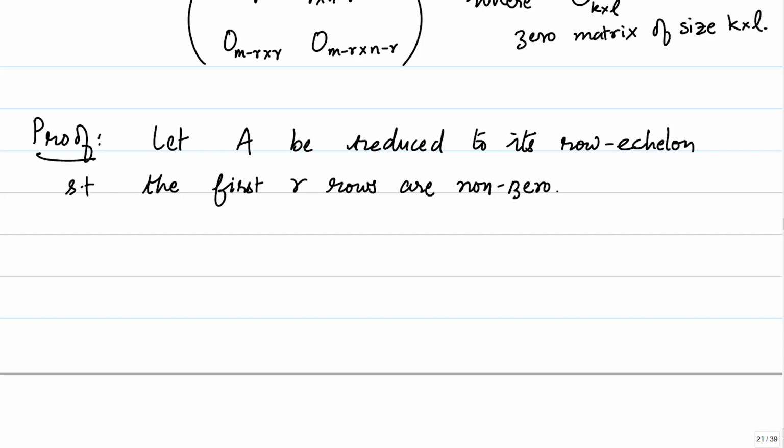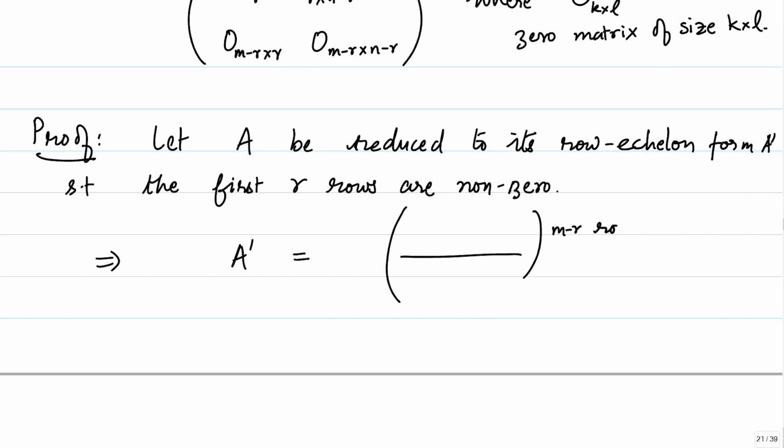Now let us interchange rows to obtain the first r of them being non-zero. Let us call the matrix A reduced to its row echelon form A prime. What is our A prime going to look like? A prime will have something in the first r rows, and in the final m minus r rows it is already 0.